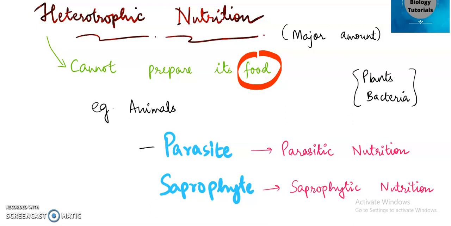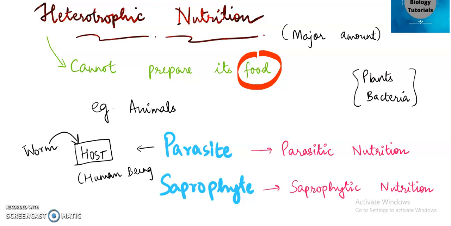Now what is a parasite? Suppose an organism cannot prepare its own food. So it must be dependent upon another organism, and that organism will be known as the host, right? Let's take the example of the tapeworms that occur in the human body. A tapeworm is an example of a parasite because it cannot prepare its own food and it is dependent upon the host. The host in this case will be a human being. Now what is the main essential condition to act as a parasite? The host has to be living.